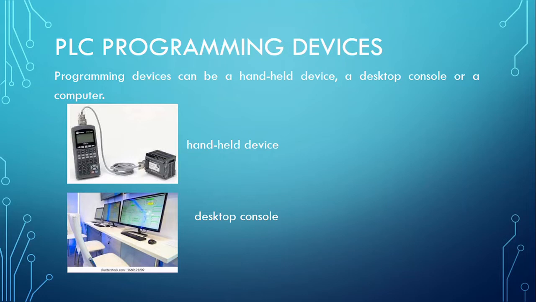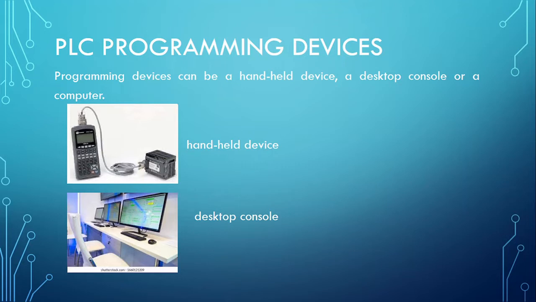So for the handheld device, which is being shown in this image here, you have the handheld device and the PLC itself. The program is being written on the handheld device and is being transmitted to the PLC via a particular transmission cable. Now, the disadvantage of the handheld device is that it doesn't have enough memory space, so you can't store a lot of program in its memory.